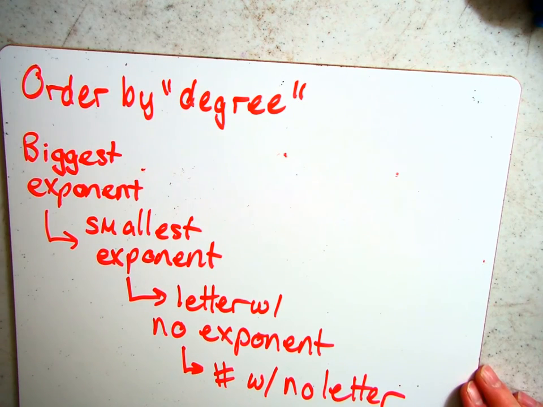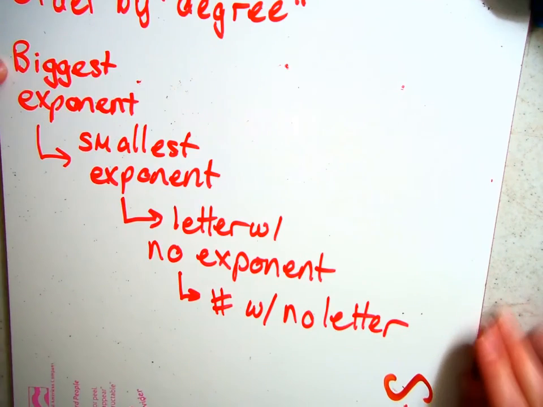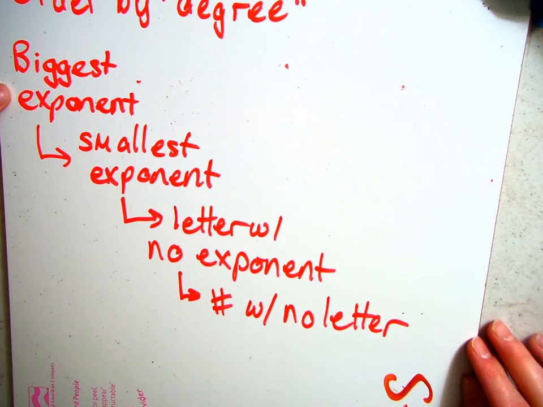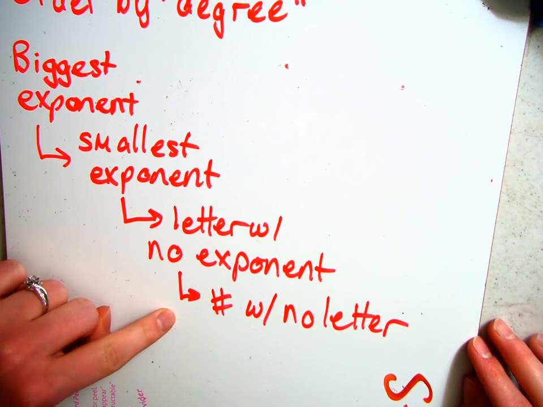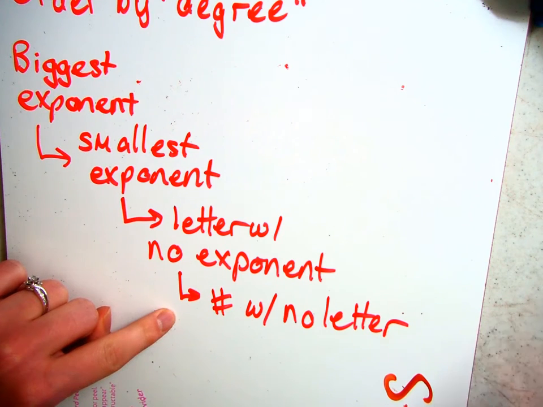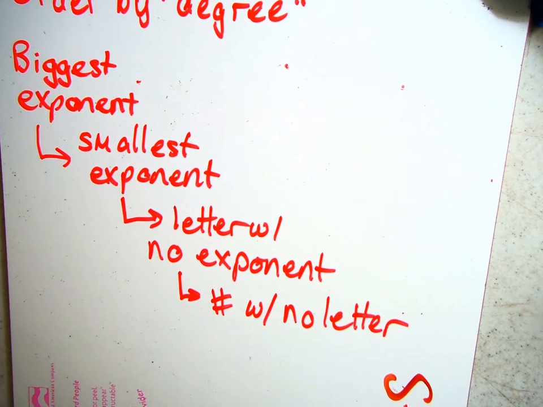Remember, degree refers to the exponent. So when we're starting to do our order, we start with the biggest exponent first, and we work our way down to the smallest exponent, followed by the letter that has no exponent, and at the very end, it is the number that has absolutely no letter at all. So let's see an example of this.